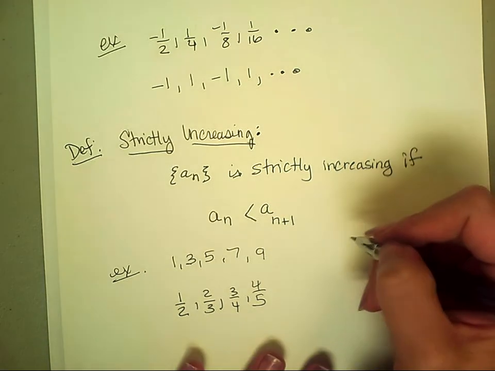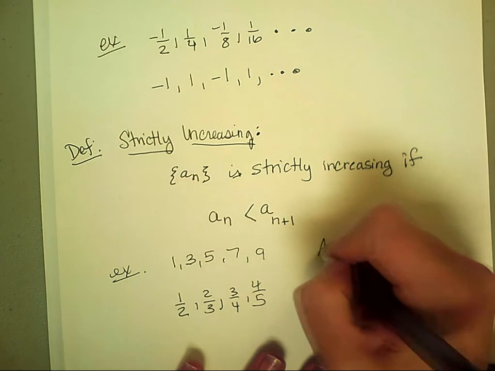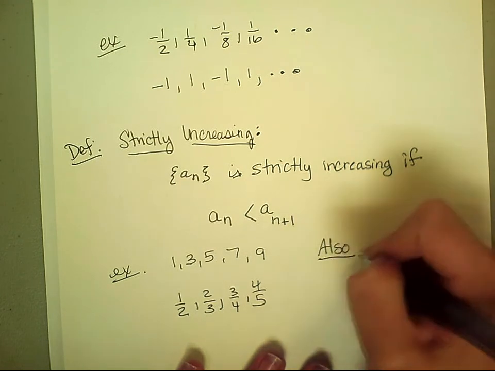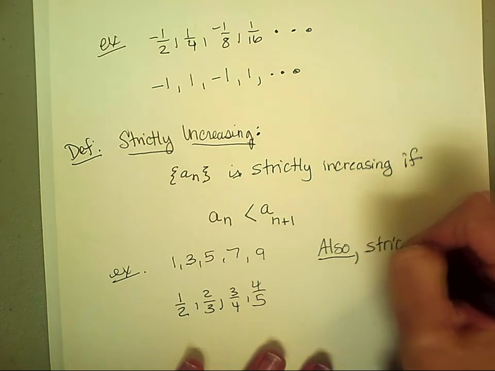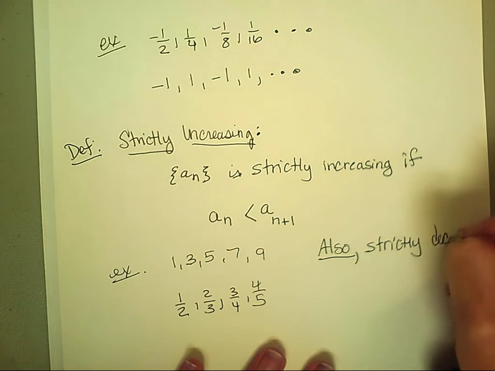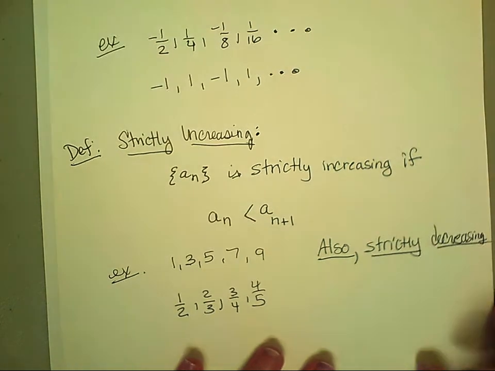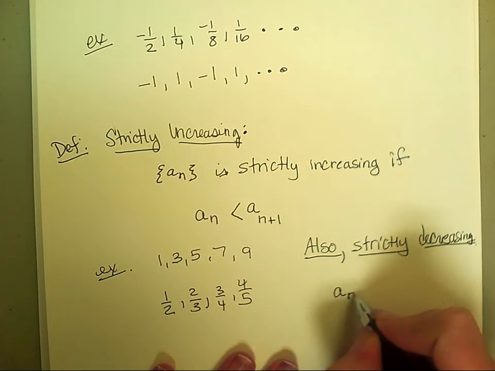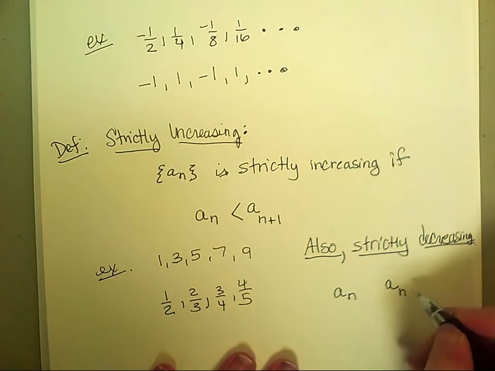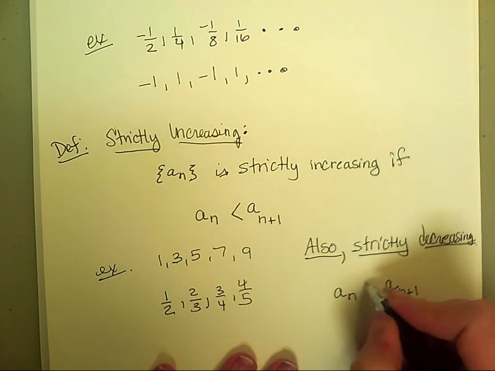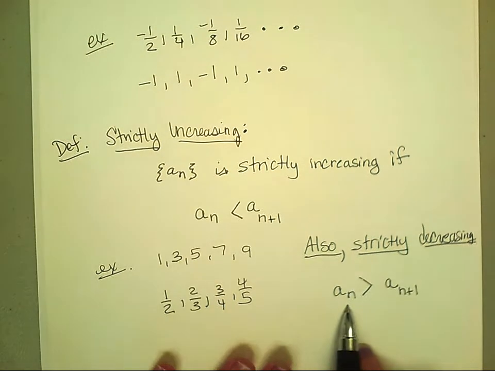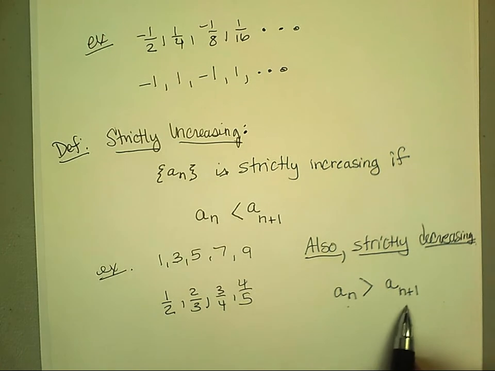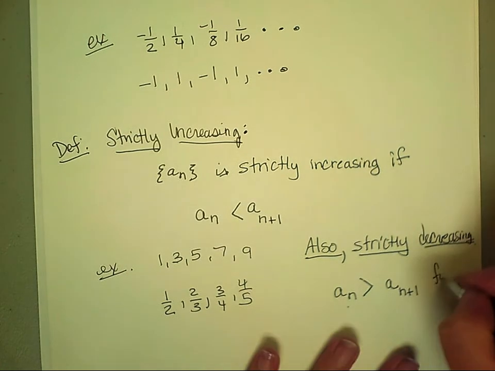And then there's the opposite one, also for strictly decreasing. Strictly decreasing, then it's got to go the other way. When you compare any two terms, the nth and the one after it, if it's decreasing, then a sub n has to be bigger than the one that comes after it. Okay? For all n.